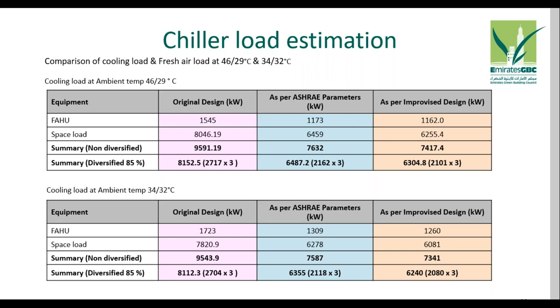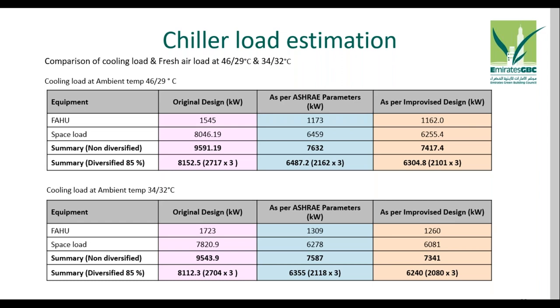As these two concurrent peaks don't occur together, for designing of the chiller system or cooling towers, we can consider 4629. While for equipment sizing, a particular FAHU sizing has to be done at 1723. That is the original design. When we map the improvised design parameters, the load of fresh air got reduced from 1500 to 1126 at 4629 and 1260 at 3432. So fresh air selection has to be at 1260, while for complete system sizing, when we talk about chiller and cooling tower, the peak of the whole load is 17417. Hence, the corresponding FAHU load has to be considered at the peak.